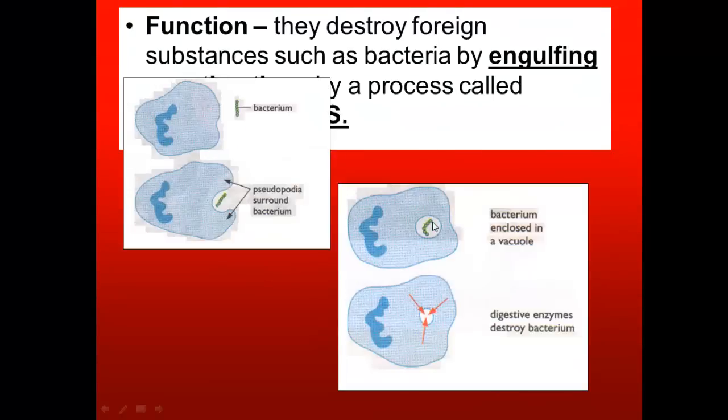Let's have a look at some processes. Excuse the quality of these images here. You'll just have to live with it. Live with it, will you? Stop complaining, please.